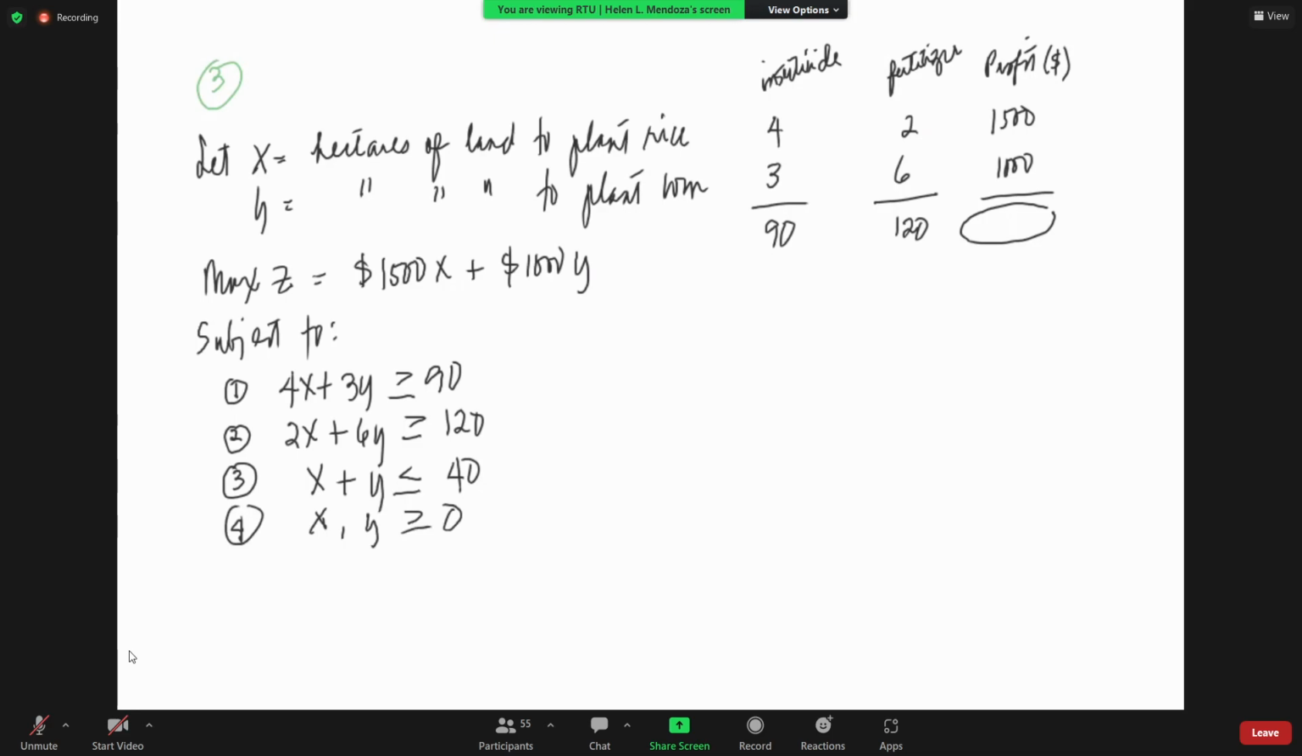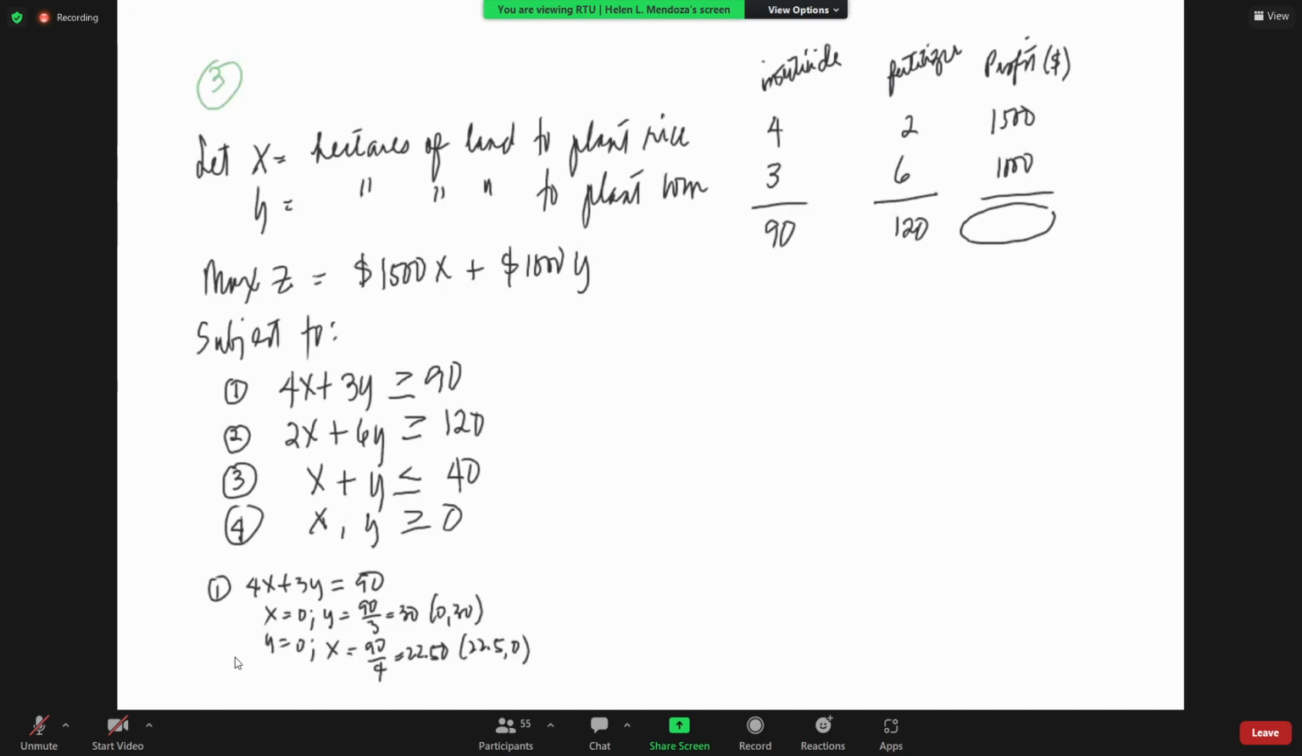So let us have the first. Ako na lang ilagay, no? 4x plus 3y is 90. So if x is 0, y is 90 divided by 3. So this is 30. So we have 0, 30. Then if y is 0, x is 90 divided by 4. So this is 22.5. So we have 22.50.